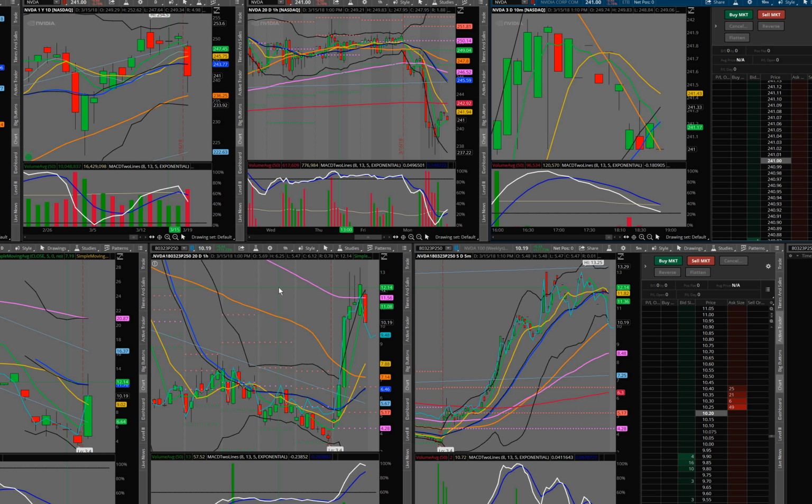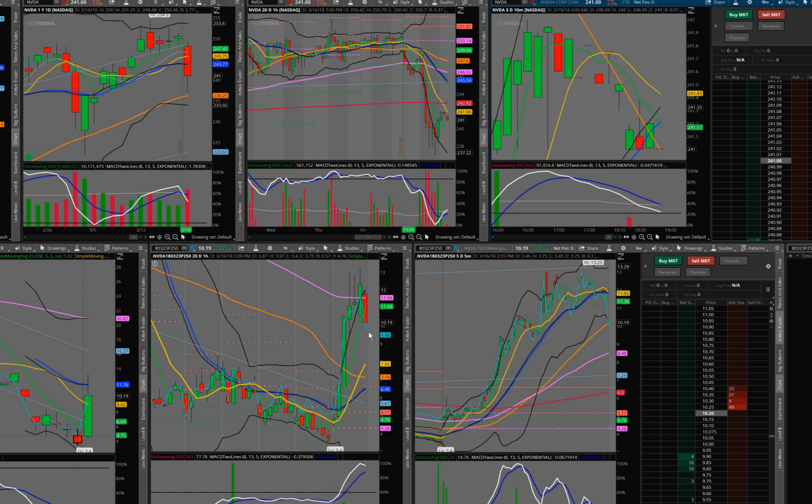So the upper chart is Nvidia, and you can only see the daily, 1 hour and 5 minute. The lower chart, you can see part of the daily, part of the 60 minute and part of the 5 minute of the actual 250 put. You can see where this thing ran up today. I mean, I got it here on Friday in the four something. Well, today it ran all the way up to 13.